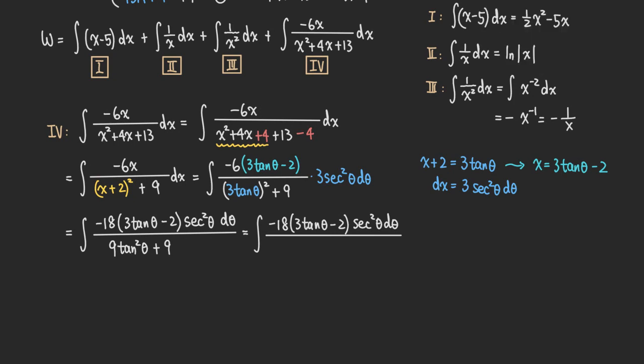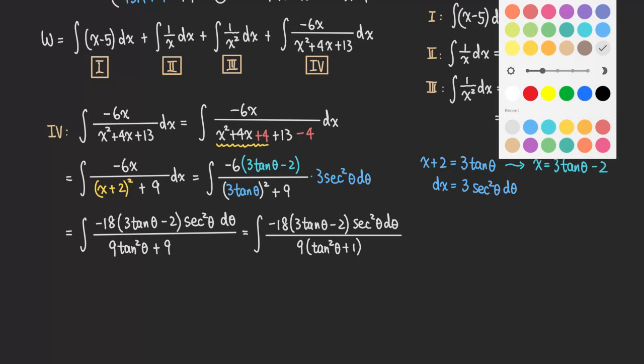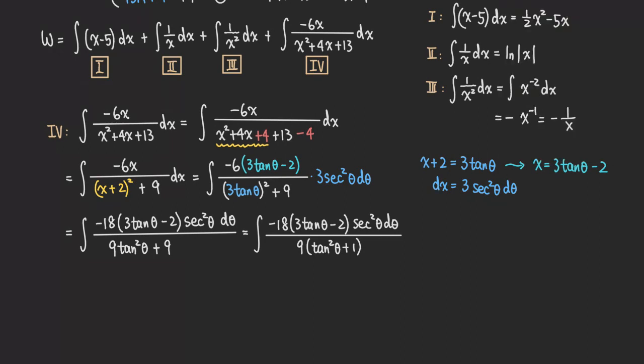And then what do you get at the bottom? You factor the 9, then you are going to get tangent square theta plus 1. Okay, good news. First, we can just do some cancellation right here. We can cancel out the 9, so that becomes a 1, so that becomes a 2, right? So you get -2 at the top.